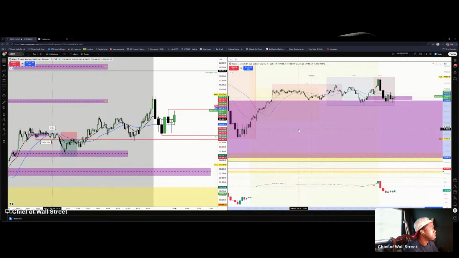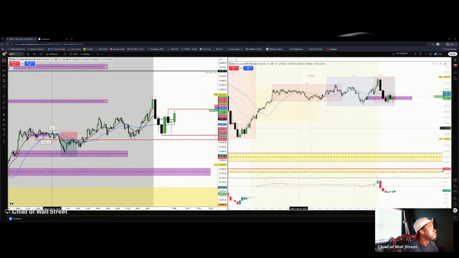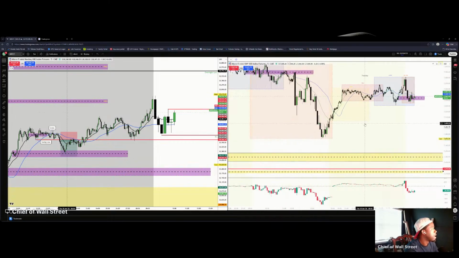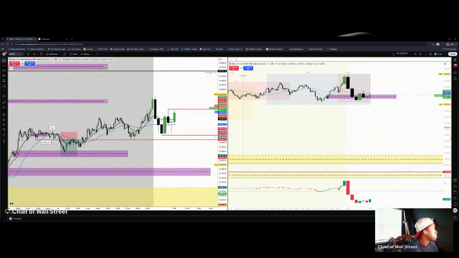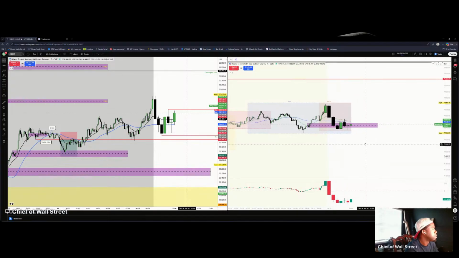Oh, wrong button. What did I click? All right, there we go. Because this is that gap. All this is that gap. So I ain't too worried about that no more because we already tapped into it. Okay, I got my CVD on.